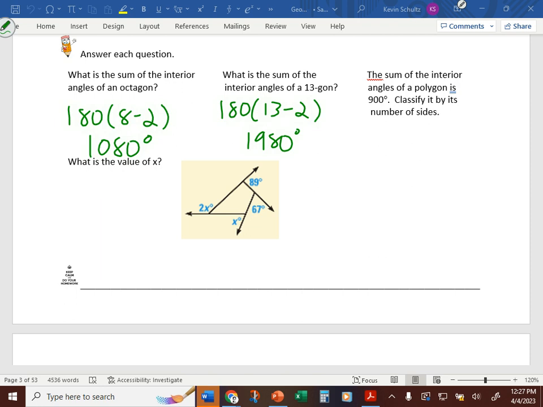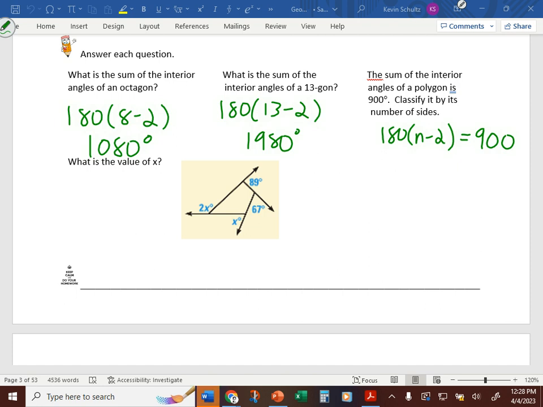And then the sum of the interior angles of a polygon is 900 degrees, classified by its number of sides. In this case, we're going the other way. We know that this formula will tell us the number of degrees inside of a polygon if we know the number of sides. Well, if we know the sum of the interior angles, we can then solve for n.